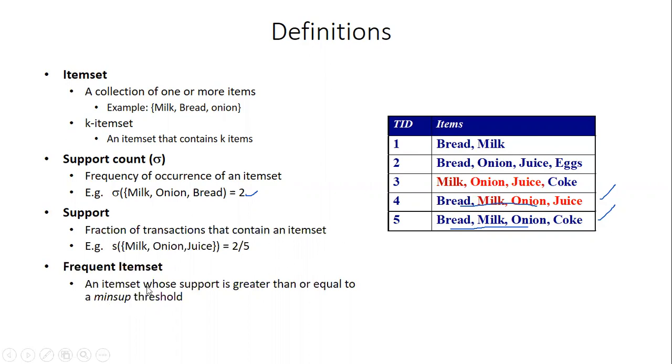So a frequent item set is an item set whose support is greater than or equal to the minimum support threshold. We know what is support, and we know what is support count. So the item set which has support more than or equal to the minimum support meets the threshold. There will be a cutoff.